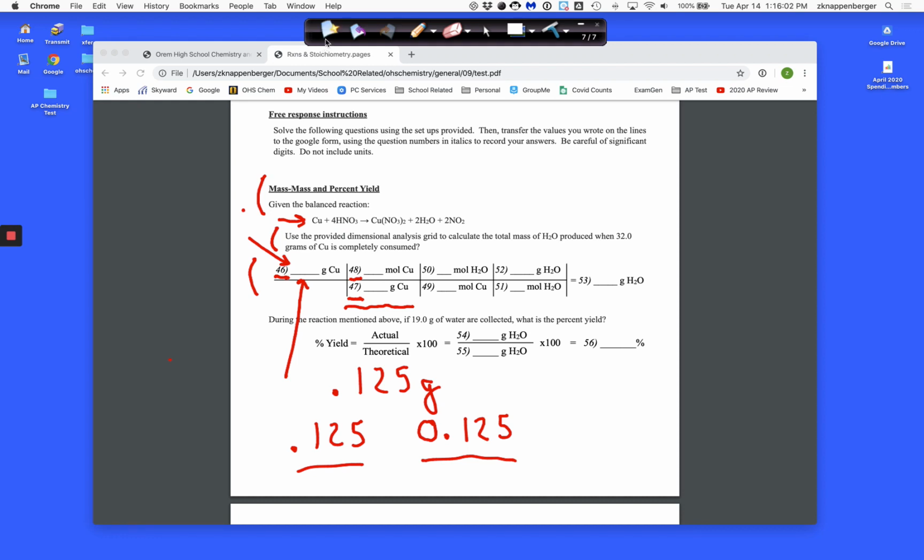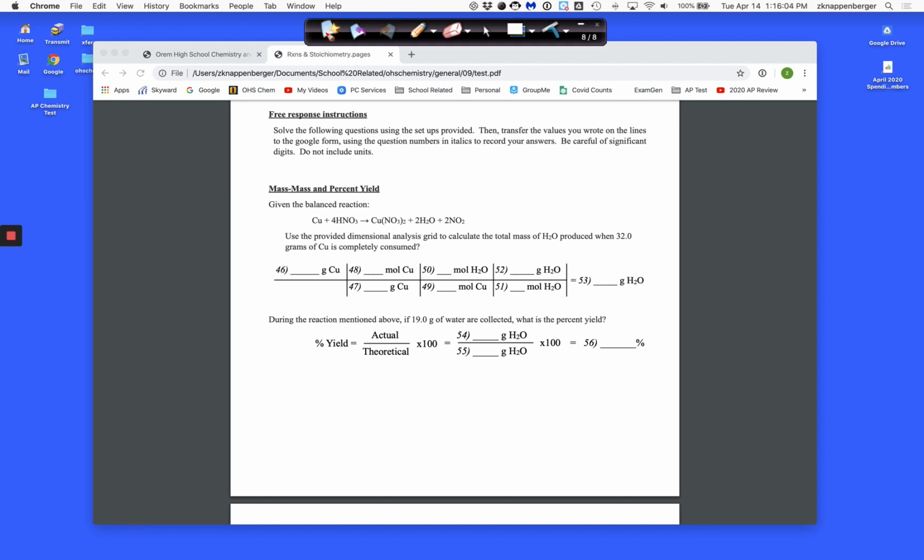So you will continue on then. You will solve this dimensional analysis problem. That takes you through number 53. Then there's a follow-up question based on this question that talks about a yield of water. And then it's asking you to calculate a percent yield based on that.